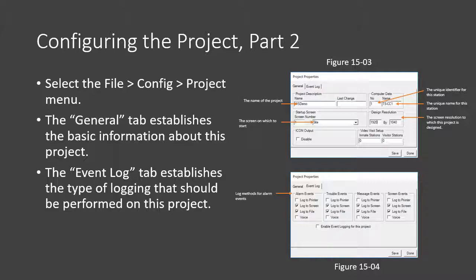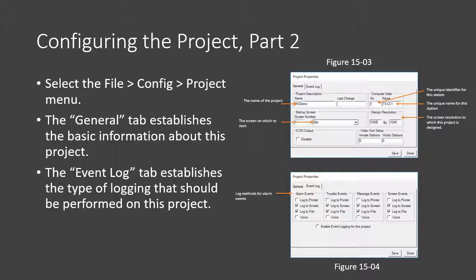In the Event Log tab, for each of the different types of events, you have the option to log to 4 different areas. You can log to all 4 or none of them, but you have the ability to log to printer, log to screen, log to file, and log to voice. Log to printer just means if you've got a dot matrix printer, or any printer, but particularly a dot matrix printer set up that's going to print one line at a time, then you can log to that.